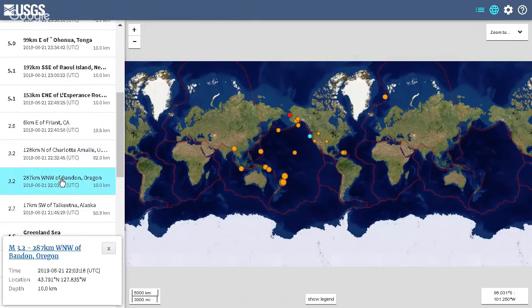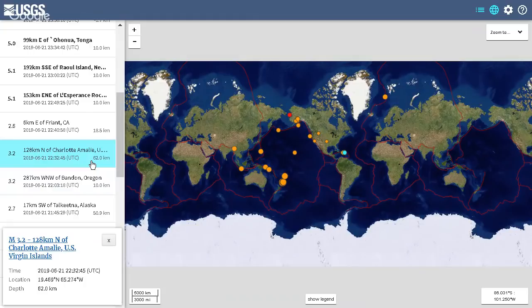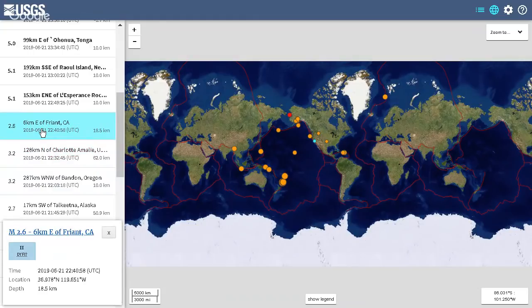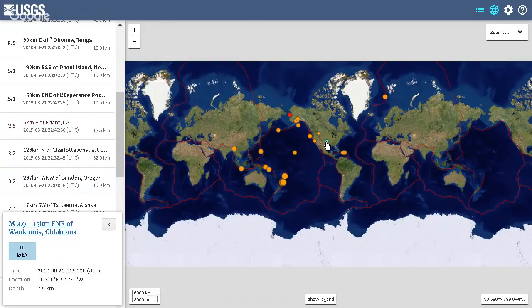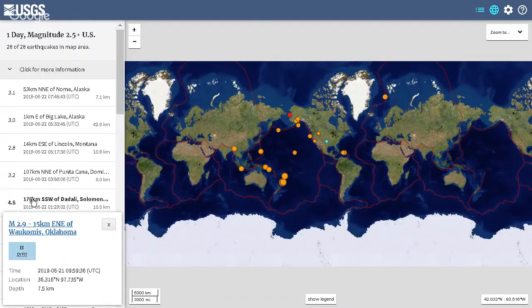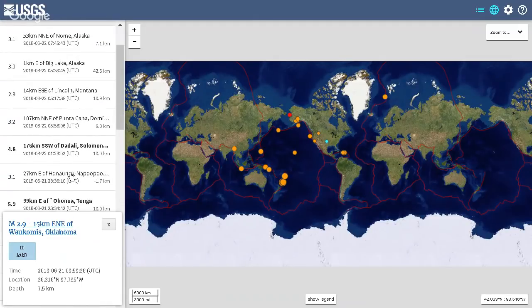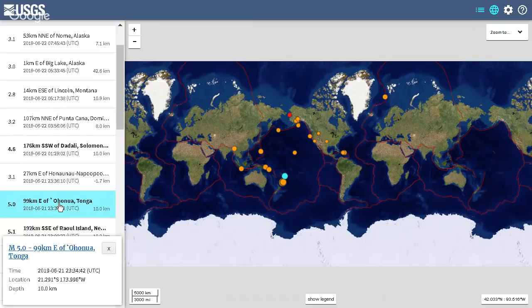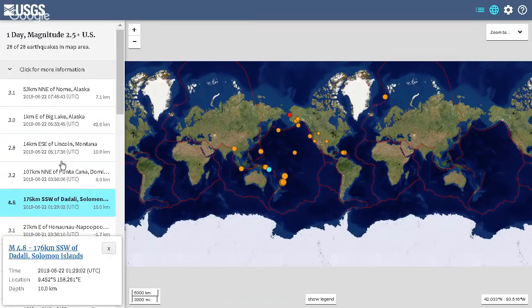I said 3.2 in Oregon. As we saw, a 4+ magnitude. Was that yesterday or 2 days ago? I can't remember. And last but not least, oh, what do we have here? Tonga 5.0, Solomon Islands a 4.8. Not at depth.